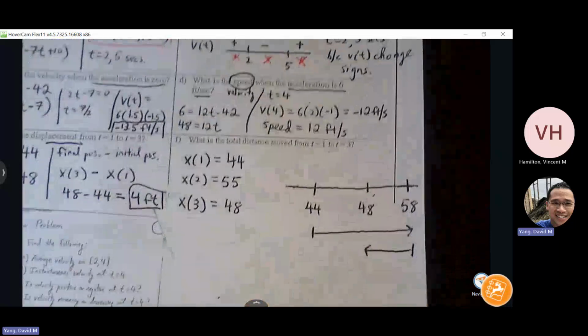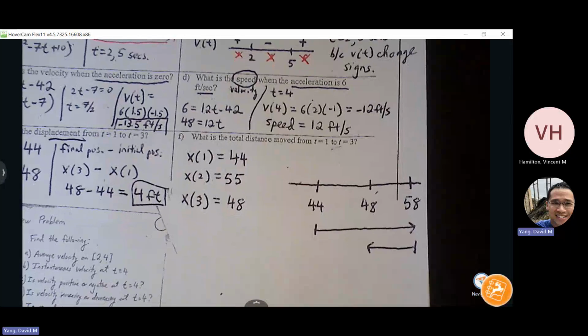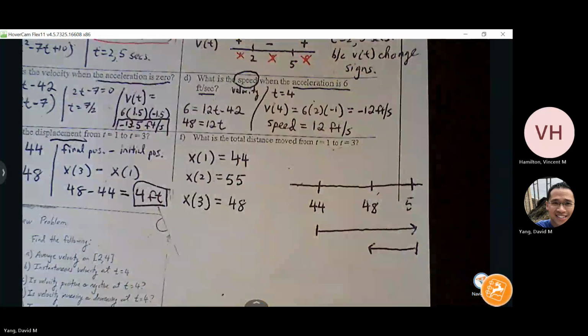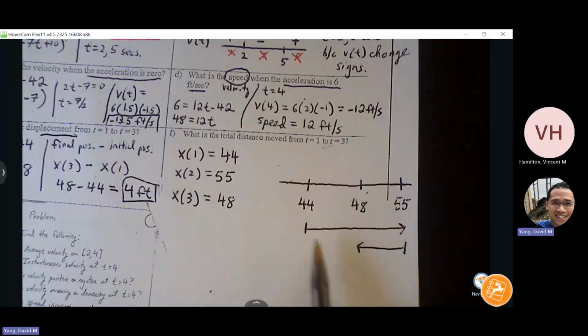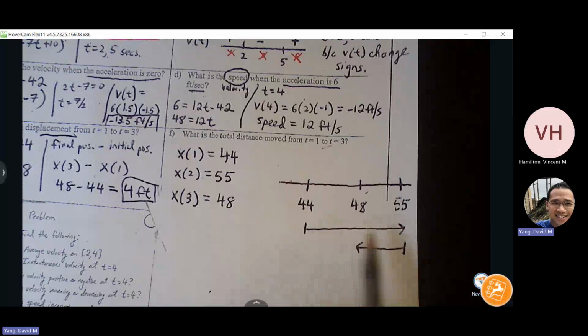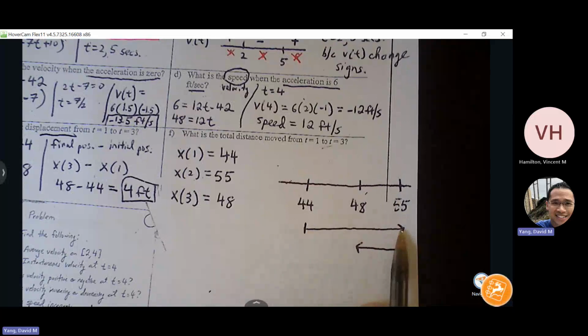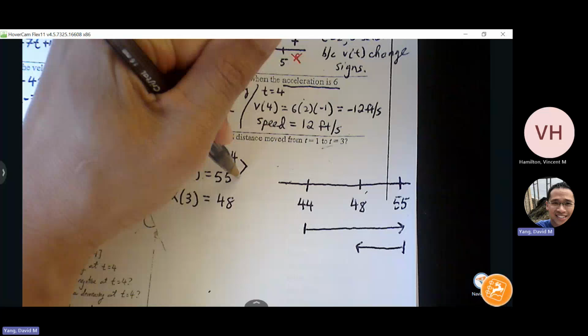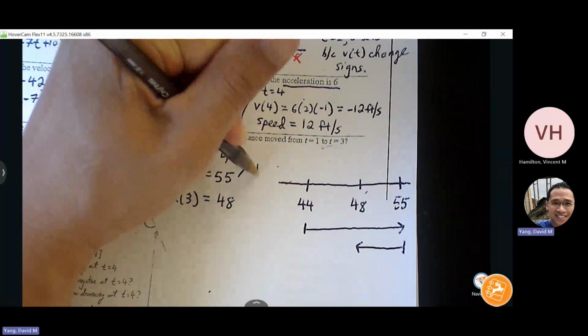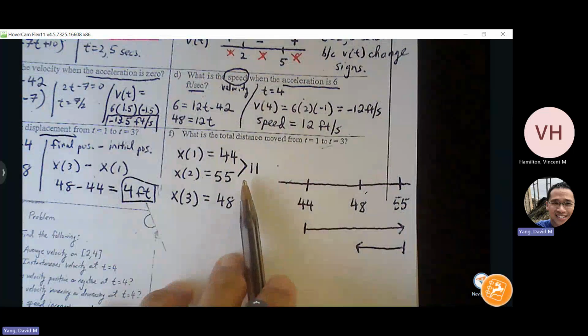So we have to basically figure out how many steps he's going to take from 44, sorry, not 58, 55. So from 44 to 55, how many steps is he going to take to go from here to here? 11, because 55 minus 44 is 11. So we're going to end up subtracting, okay? Subtracting.